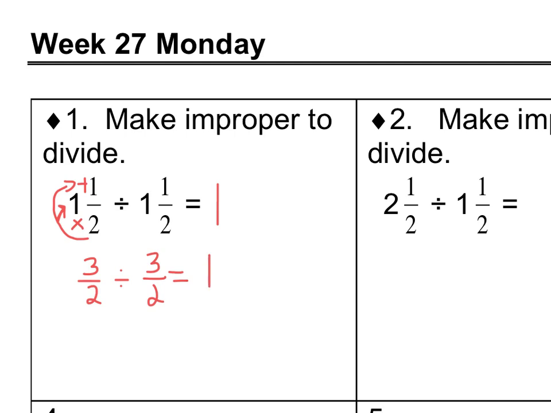Now let's prove that with another method you guys know, which is keep, change, flip. Let's keep 3 halves. Let's change division to multiplication. And then let's do the reciprocal of 3 halves, which is 2/3. Because remember, multiplying by the reciprocal is the same as dividing the original problem, and vice versa. So now we're going to multiply straight across on both numbers, the numerator and the denominator, and we're going to get 6 over 6, which of course, when the top number and the bottom number are the same, what do we have? So it does work.